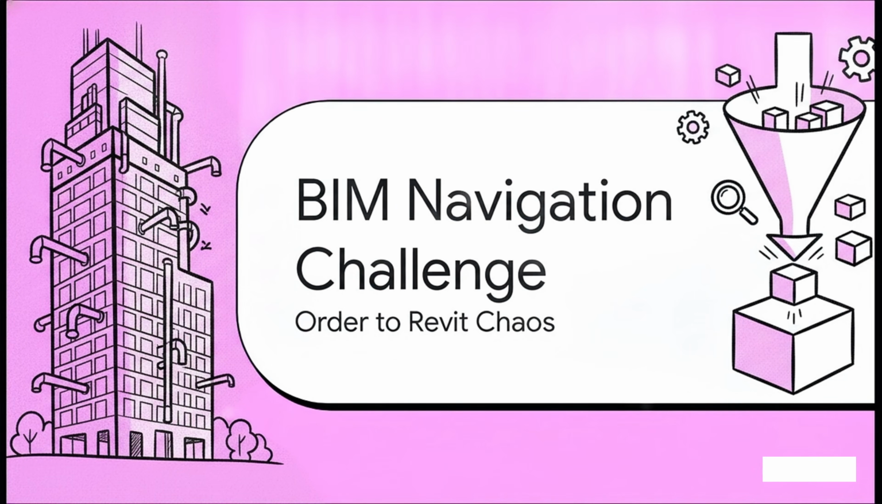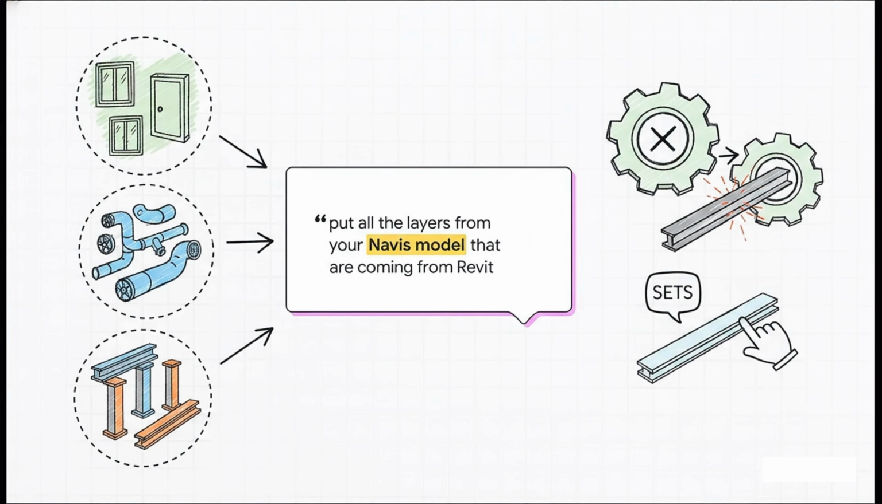First up, the BIM Navigation Challenge. Let's talk about bringing some order to that Revit chaos. As our source material nails down perfectly, effectively grouping your imported Revit layers is literally the foundation for any successful clash detection. You basically need to put all those layers coming from Revit into specific sets, which gives you total leverage over your model. Think about it.